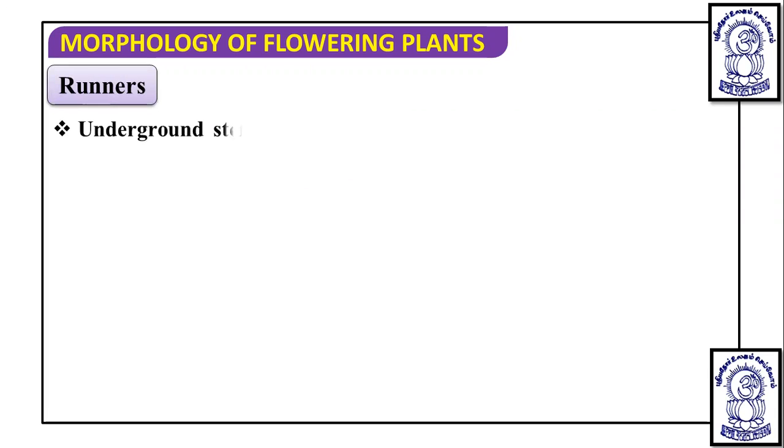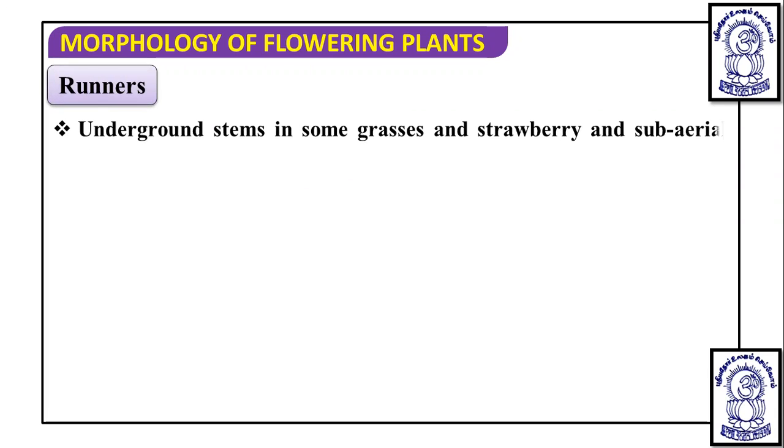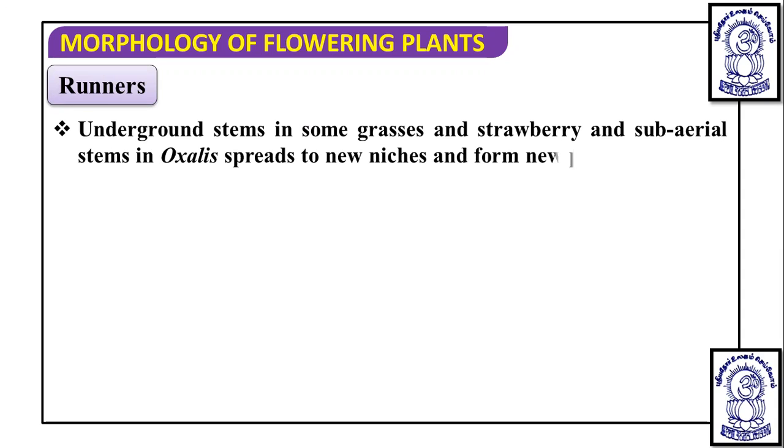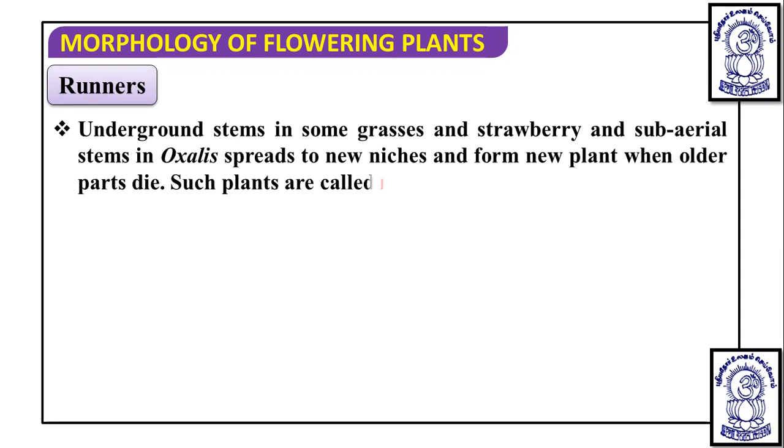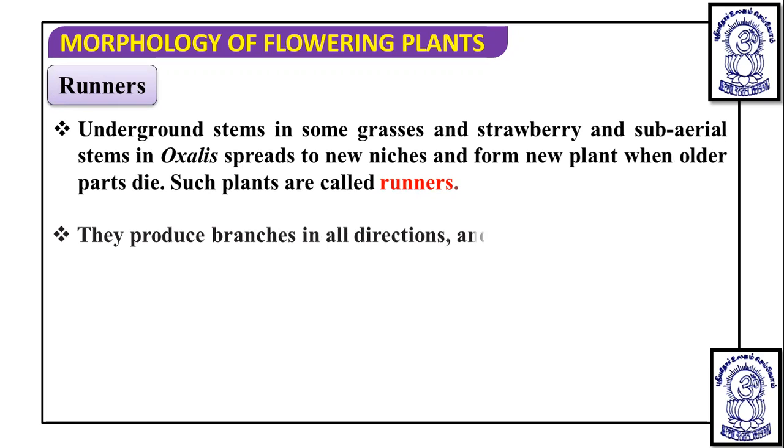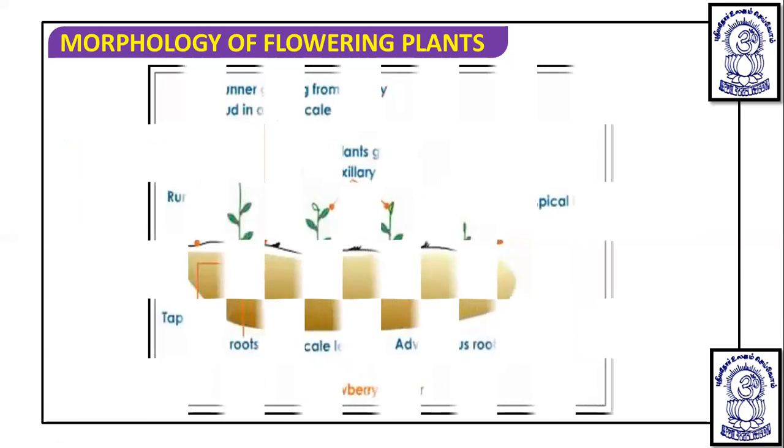If we talk about the runner, the underground stem in some grasses and strawberry, and the sub-aerial stem in Oxalis, spread to a new niche and form a new plant when older parts die. Such parts are called runners. They produce branches in all directions and spread to new niches.